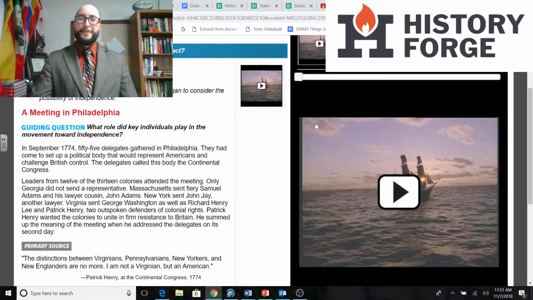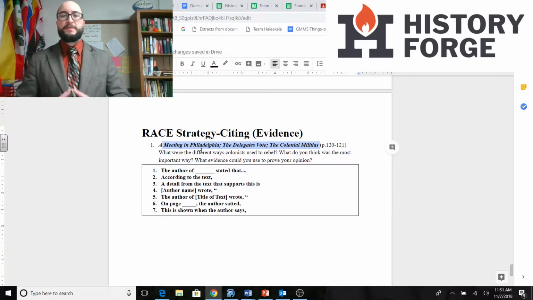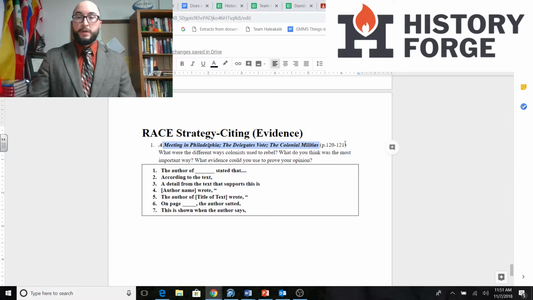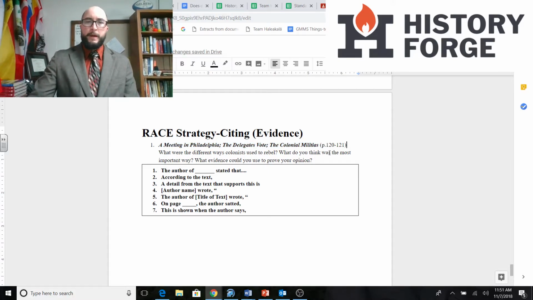Okay, we are going to be using this book today to answer this question right here. It says, "A meeting in Philadelphia, the delegates vote, the colonial militias." If you're my students, you know that these are the section titles of your book. If you're a teacher, or student, or parent watching this, most books have section titles, so definitely use them to your advantage. Also include the page numbers, so if you're in my class, you know which page number this would be. And this is the question.